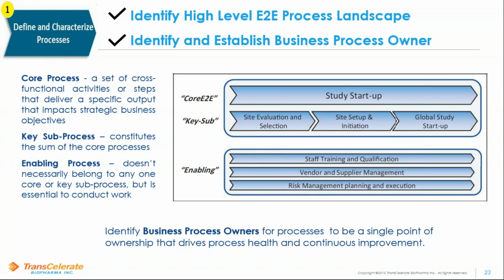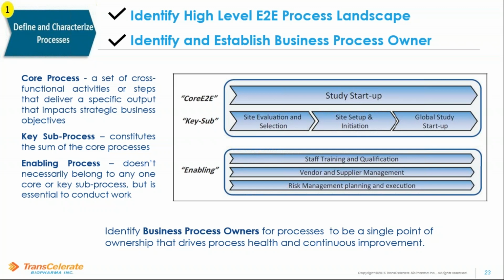A core process can be defined as a set of cross-functional value-added activities or steps that deliver a specific output that has a profound impact on delivering strategic business objectives, either directly or indirectly. Key sub-processes constitute the sum of the core processes. Enabling processes do not necessarily belong to any one core or sub-process, but are essential for conducting the operation. People with overall responsibility and expertise for each process should be assigned as business process owners, or BPOs, to act as a single point of ownership for each process.